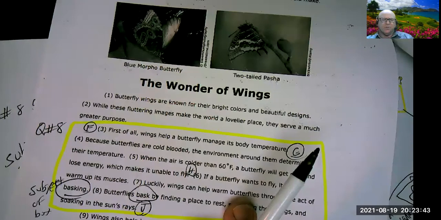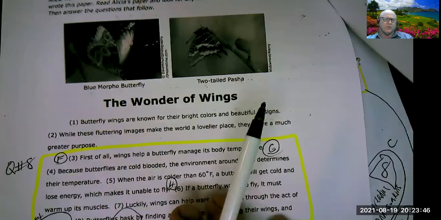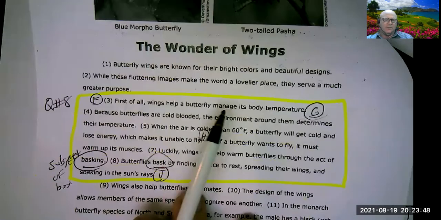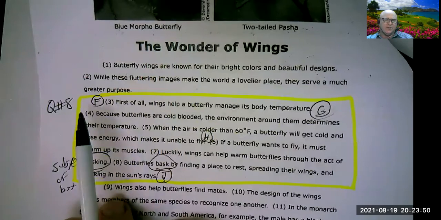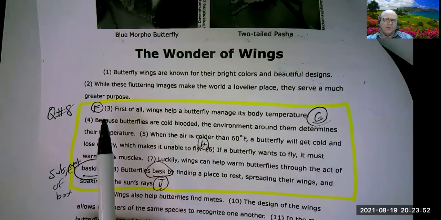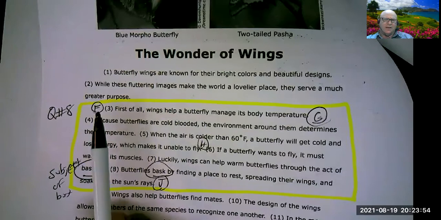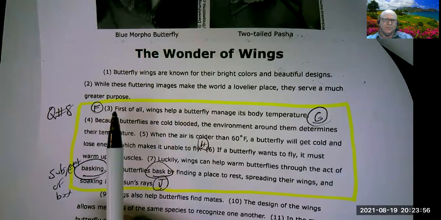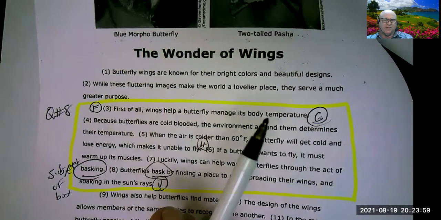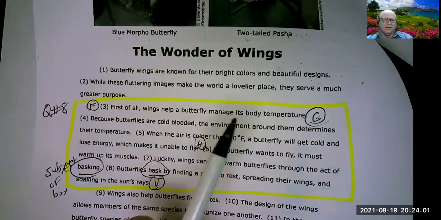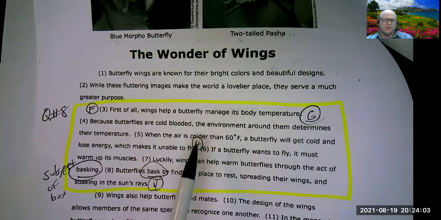So I've already underlined and labeled paragraph 3 just by highlighting, and I wrote question number 8, and I went ahead and placed the 4 letters. They said at the beginning of the paragraph for F, after sentence 3 for G, after 5 for H, or at the end of the paragraph for J.